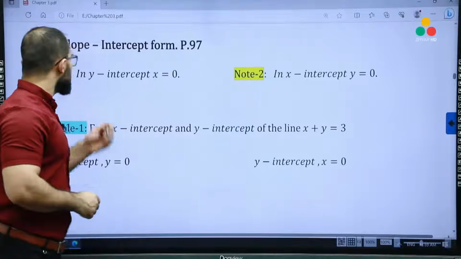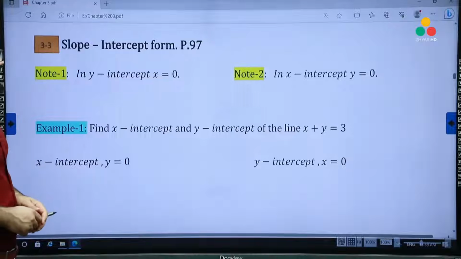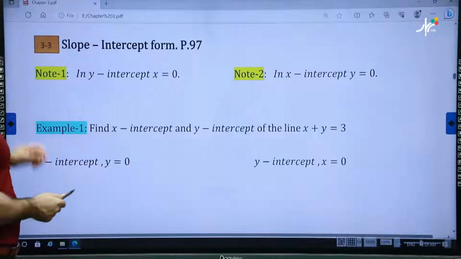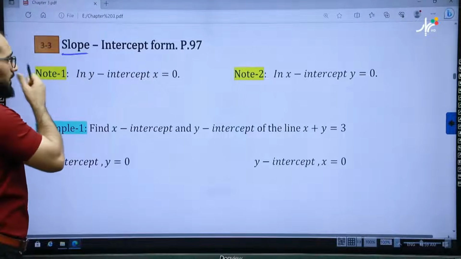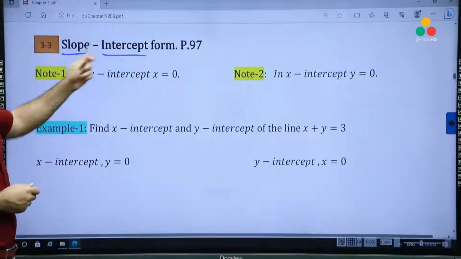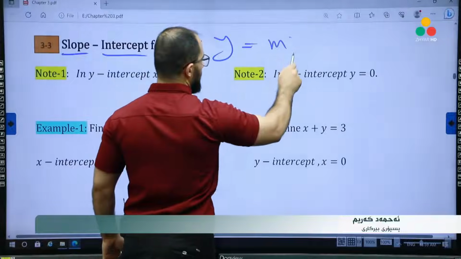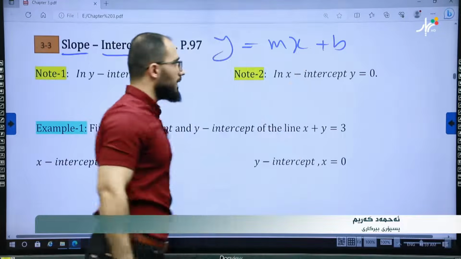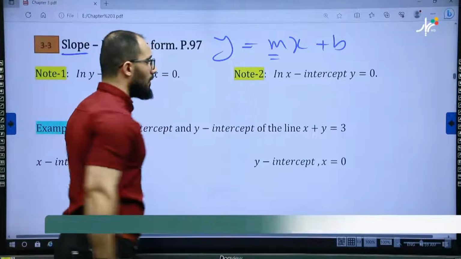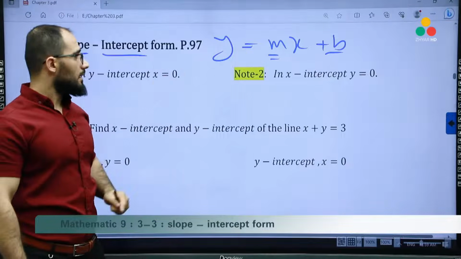Today we have a new subject in chapter 3, section 3: slope-intercept form. When you read the subject, it comes to your mind that we have slope and also we have intercept. It means in the equation y is equal to mx plus b, this is the main equation, the formula. We have a slope, it means m, and also we have an intercept, it is b. Then we will explain it in detail.